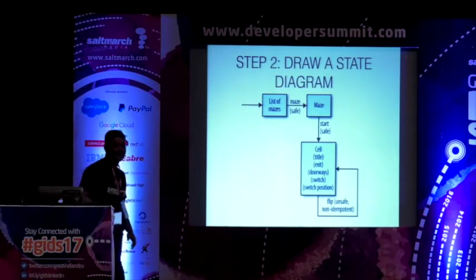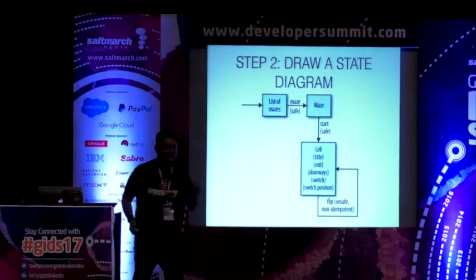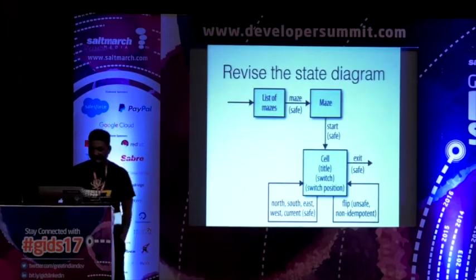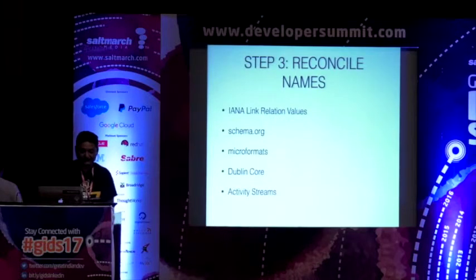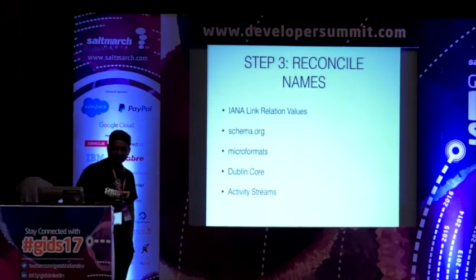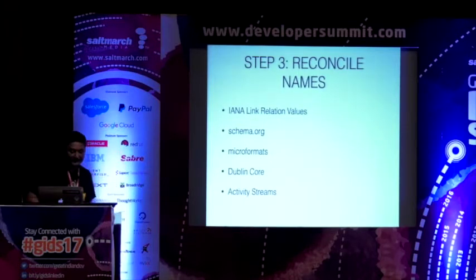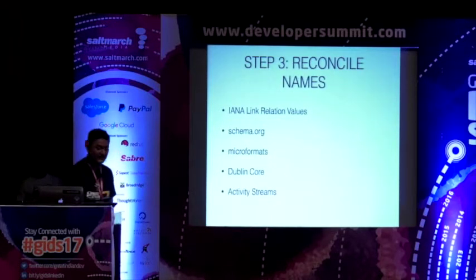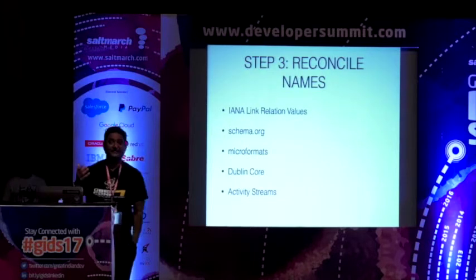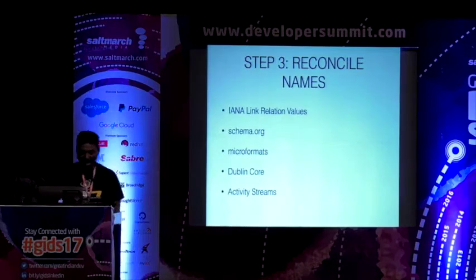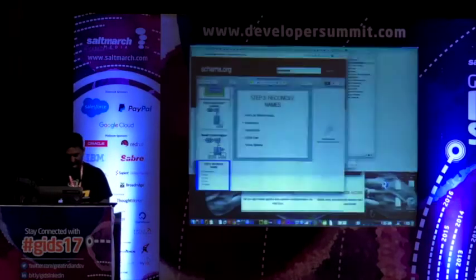We build a state diagram. We say that, okay, this cell needs to have a switch, and we can flip that model. Then what we do is that after we build this model, the next step is to define the relationships. Now, when I say relationships, what happens is that when our product owner comes in and says, okay, build an API, we just start building the API.